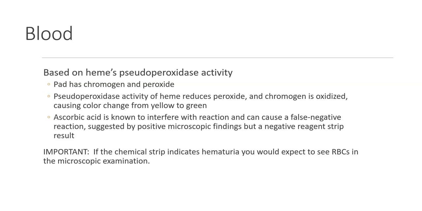And this false negative is suggested by having a positive microscopic finding. You see red cells in the microscopic, but you have a negative reagent strip result, which doesn't make sense. So it's very important that if the chemical strip indicates hematuria, you expect to see red cells in the microscopic examination. And again, if you see red cells in the microscopic examination, but you have a negative reaction on the pad, maybe you're looking at the wrong urine sample, maybe you performed the chemical examination on the wrong urine sample, so this would be a cause for repeating that particular test.